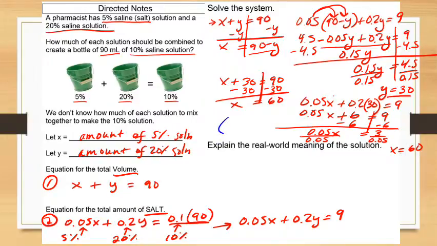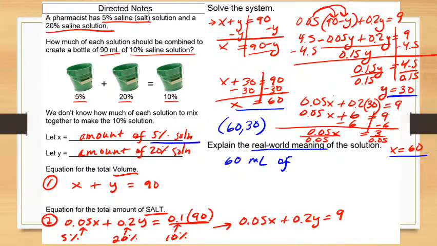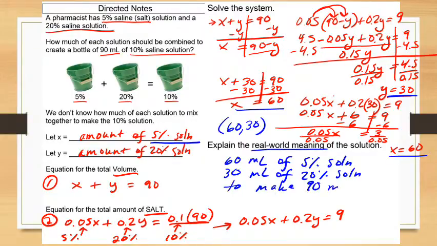And so I'm going to represent that as a point. So it's point 60, since the X is 60, and then Y equals 30, so the point is (60, 30). And so now the real world meaning of that solution, I'm going to say that I need 60 milliliters, going back to my X, is my 5% solution, and I need 30 milliliters of 20% solution to make 90 milliliters of 10% solution. And you'll notice, 60 plus 30 does make 90, just like I was checking before.